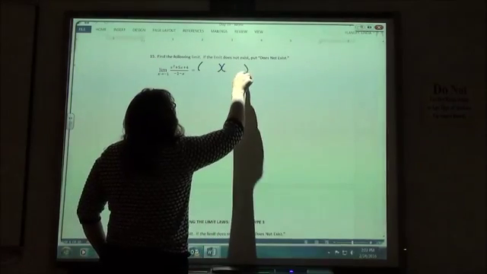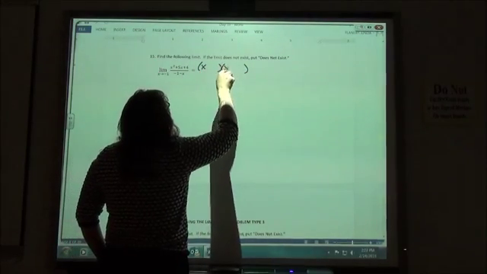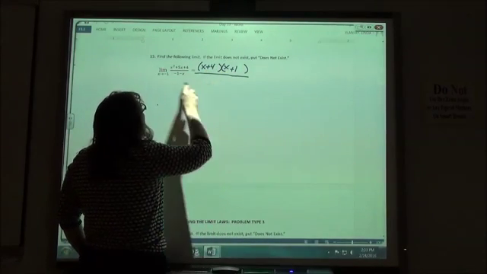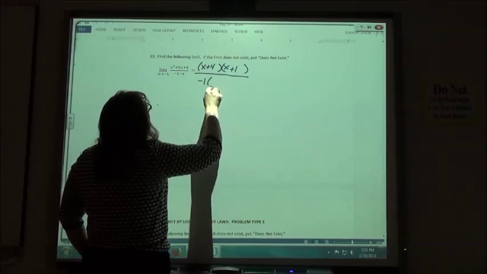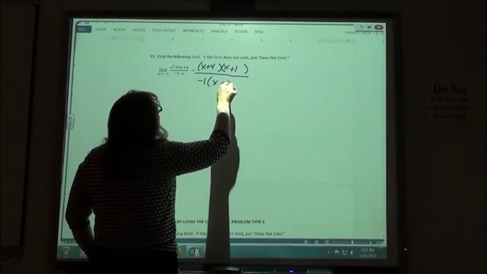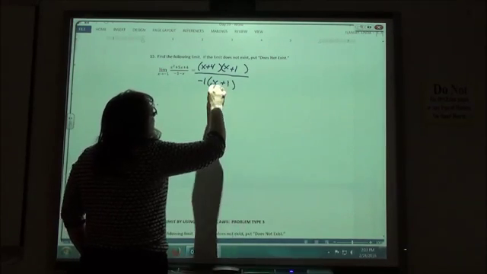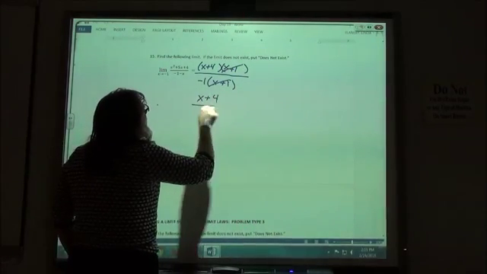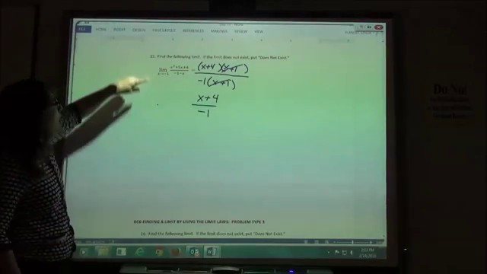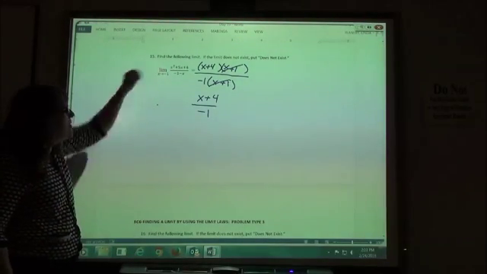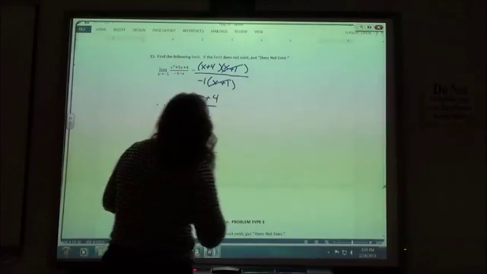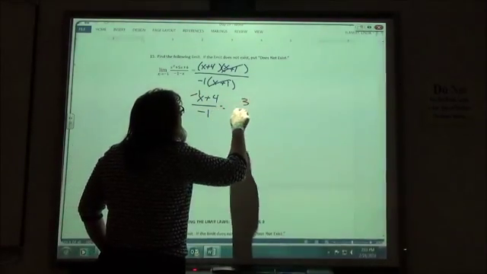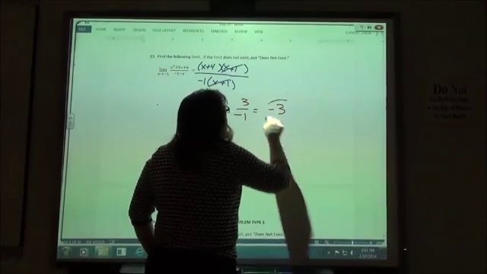And so I'm going to factor my top, x and x, a plus 4 and a plus 1 would give me plus 5. On the bottom, if I factor out the negative 1, I'm going to get a positive x and a positive 1. So again, I can just cancel out my x plus 1. I get x plus 4 over negative 1. So I'm finding the limit as x approaches negative 1. I'm going to put negative 1 in for my x. Negative 1 plus 4 is 3. 3 divided by negative 1 is negative 3.